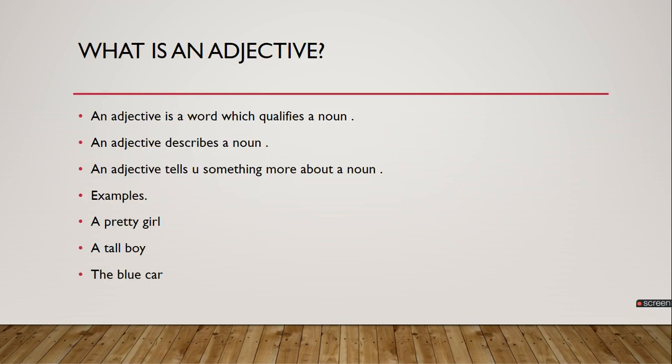Now first of all we should know what is an adjective. An adjective is a word which qualifies a noun. An adjective describes a noun. Or you can say an adjective tells you something more about a noun. For example, we have a pretty girl, a tall boy, the blue car. Here are pretty, tall and blue. They tell you something more about the nouns girl, boy and car.